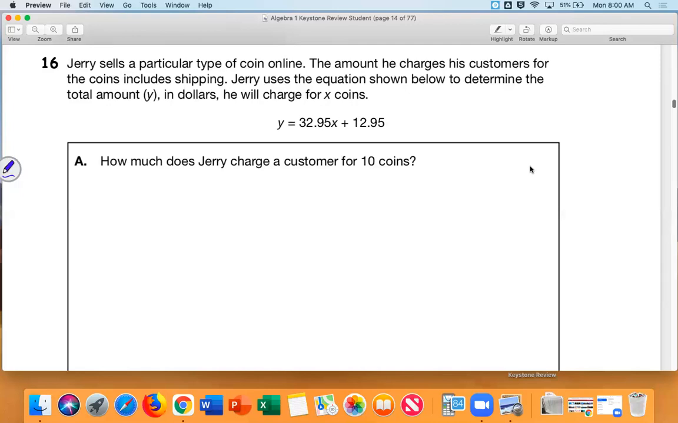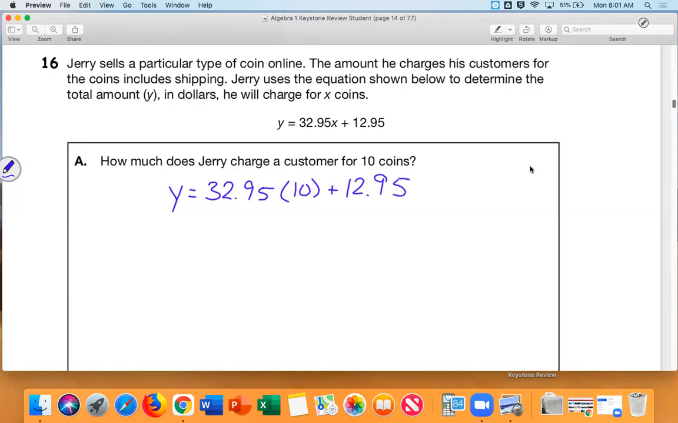All right, so up here, the amount he charges his customers for the coins includes shipping. Jerry uses the equation shown below to determine the total amount in dollars he will charge for X coins. How much does Jerry charge a customer for 10 coins? X is coins, so I have Y equals 32.95 times 10 plus 12.95.